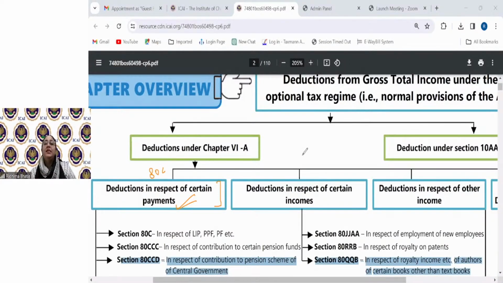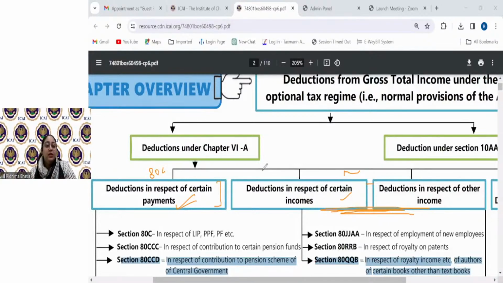Payment based. Then there are certain income based. Income based means if in my gross total income a certain type of income is included, only then will I get these deductions. If the gross total income does not include that income, I will not be eligible for these deductions, and one is the other category. So these are three independent categories.